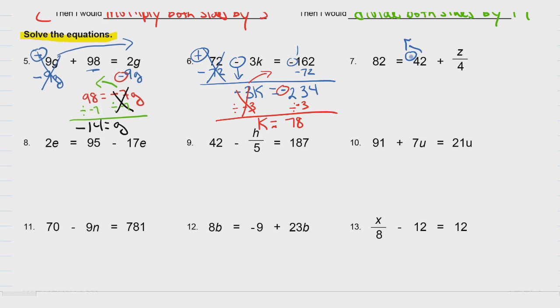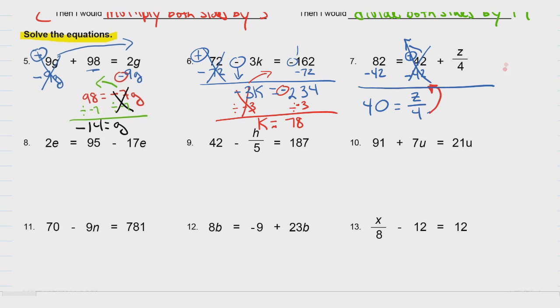There's no sign, so it's positive, and you send it to the opposite side, so the opposite operation would be minus 42. So you're minus 42 to both sides. So the 42s are gone. You end up with z over 4 equals 2 minus 2 is 0. 8 minus 4 is 4. You get 40. Now you're going to move the 4 to the other side.